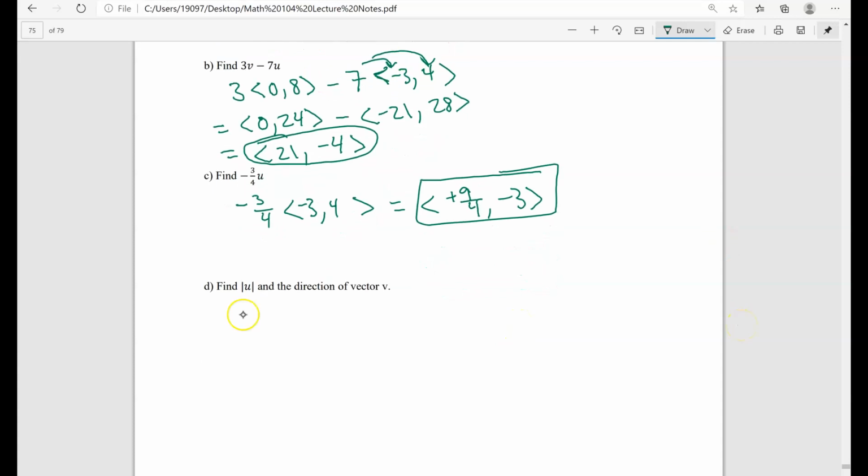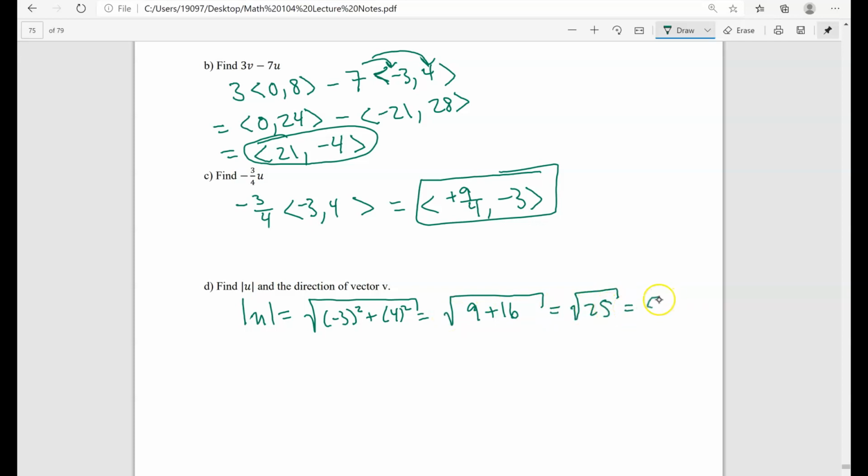Okay, so let's find the magnitude of u. So remember, u was just equal to <-3, 4>. So that's going to be the square root of -3 squared plus 4 squared. That's going to give me 9 plus 16, which is going to give me the square root of 25, which is 5. So the length of this vector is just going to be 5.